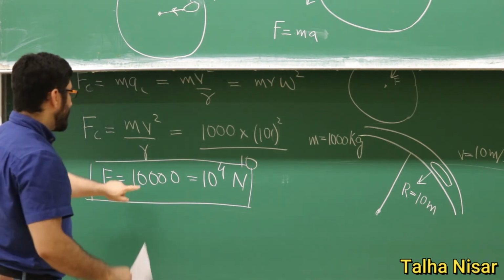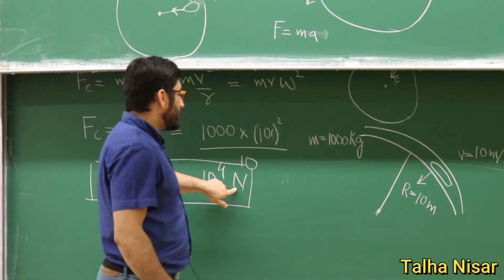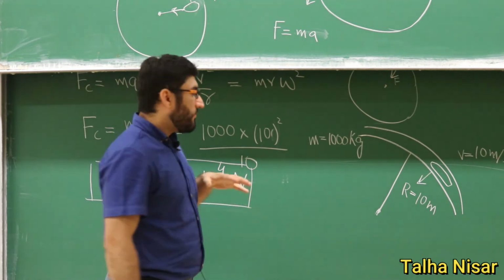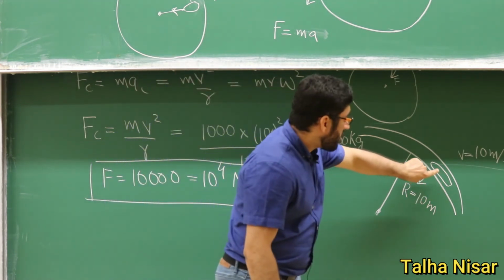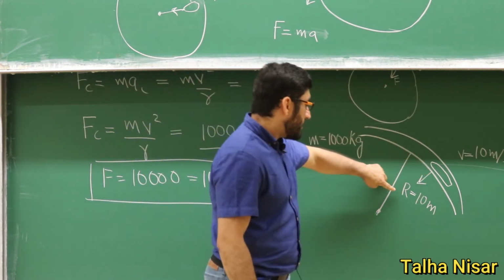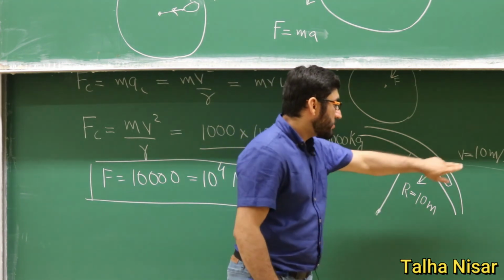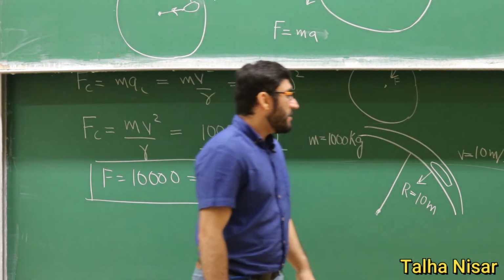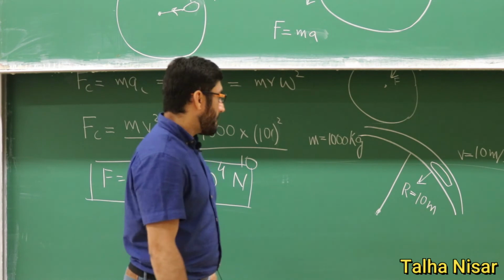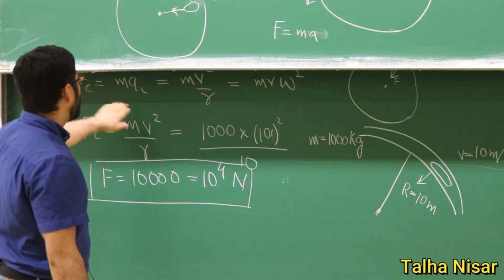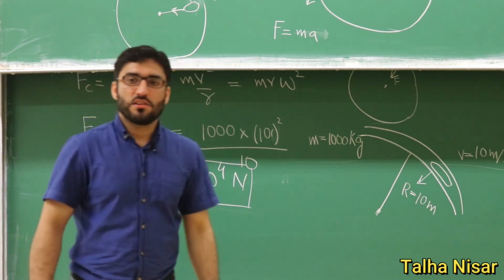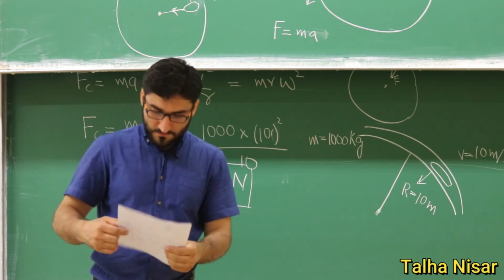So we need a 10,000 newton force to move the car in a circular path which has a radius of 10 meters and its velocity is 10 meters per second. So this is the example for the centripetal force.